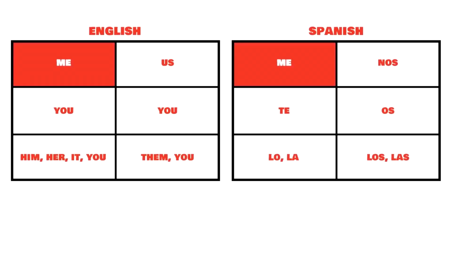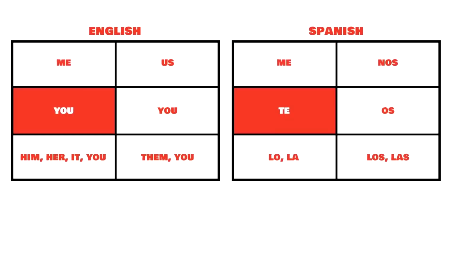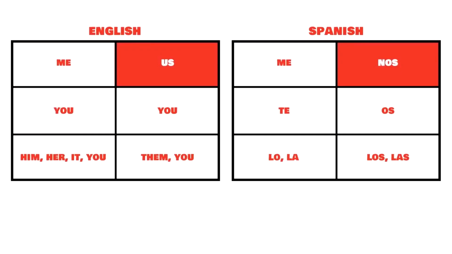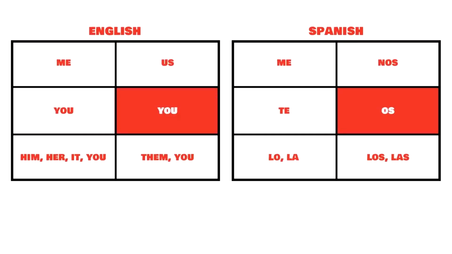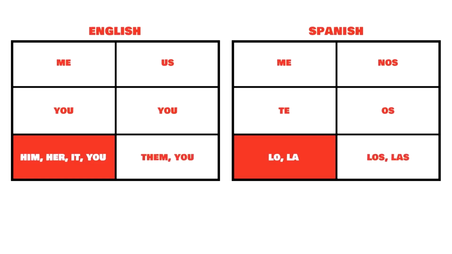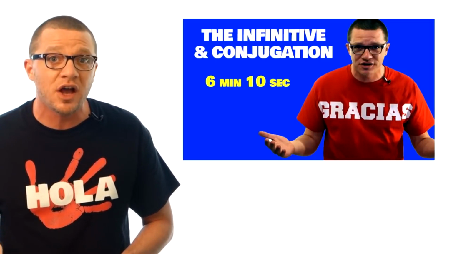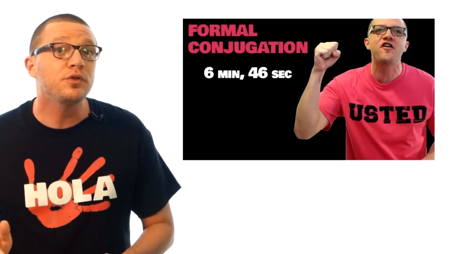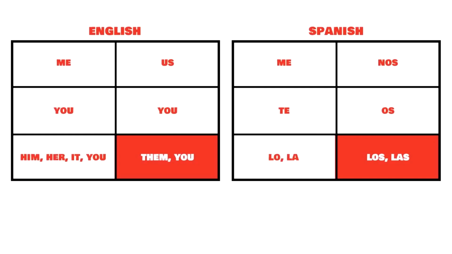Me is the easiest one. It's the same basically. Me. You is te. Moving up here, us is nos, and you both is os. Then, as always, third person can be him, her, it, them, or you, both singular and plural formal. On the singular side, him, her, it, and you, formal, is lo or la, depending on if the direct object is male or female. If any of this is confusing, you need to go back and watch the infinitive conjugation and formal conjugation videos. Both those videos will clear things up. On the plural side here, them or you both, formal, are los or las.